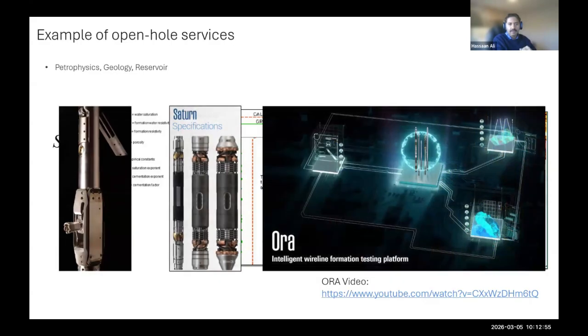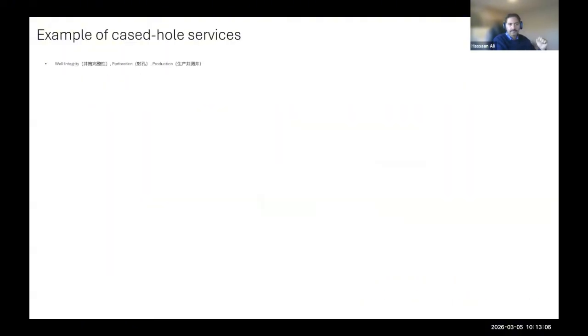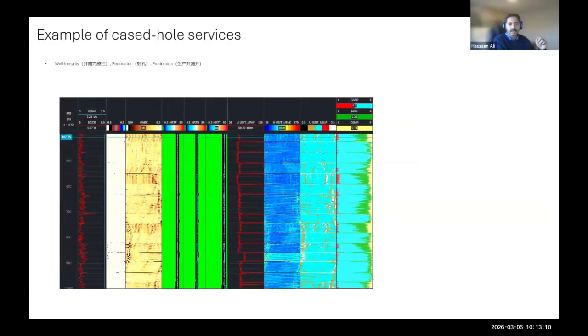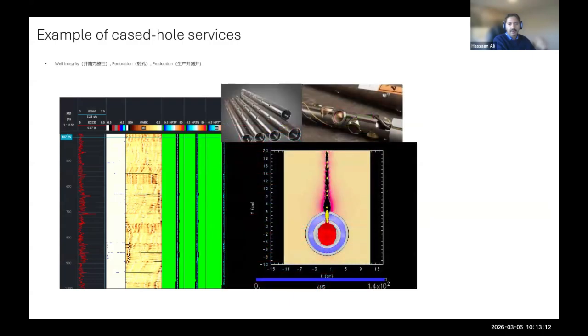These are tools in real life, what these tools actually look like. They might look like a tube, but you can see they have a lot of sensors packed in a very tight space. The examples of cased hole services are well integrity, perforation, and production. And essentially what you see over here is a cross section of a wellbore, and what you are seeing is a wireline gun making a perforation. So you can see it punches a hole by using an explosive.